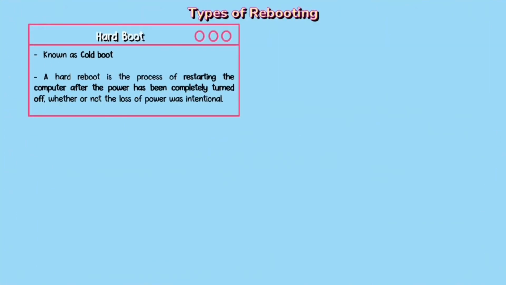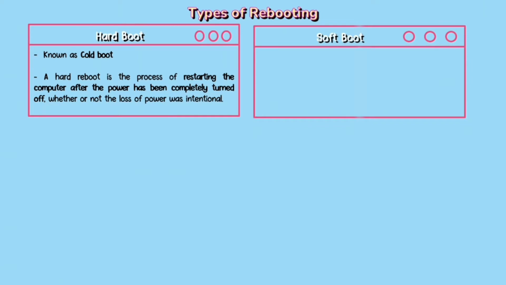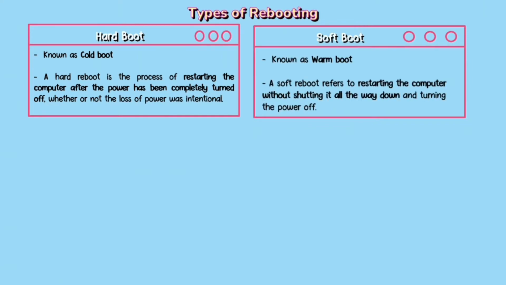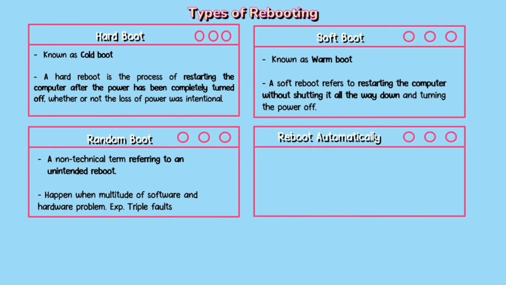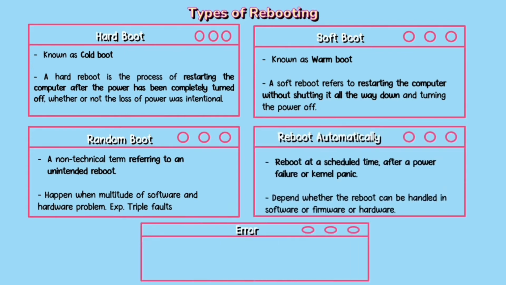Next, types of rebooting. There are 5 types of rebooting. Firstly, hard boot. Hard boot, also known as cold boot, is the process of restarting the computer after the power has been completely turned off. Secondly is soft boot, also known as warm boot. It refers to restarting the computer without shutting it all the way down.